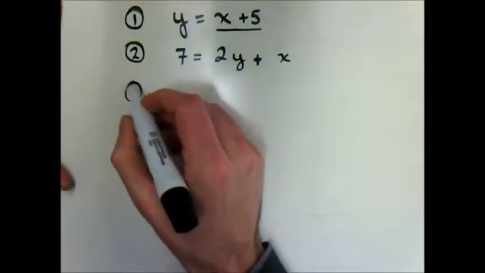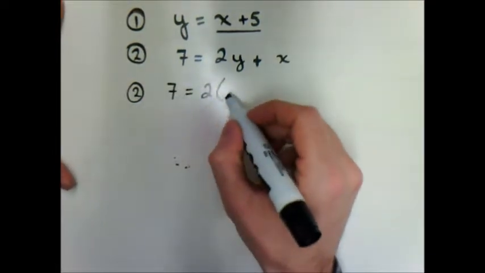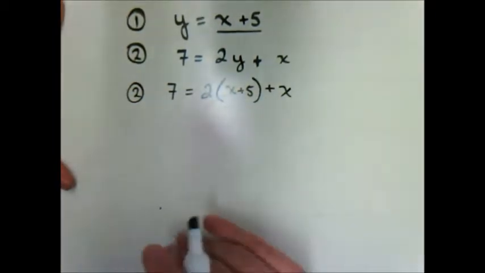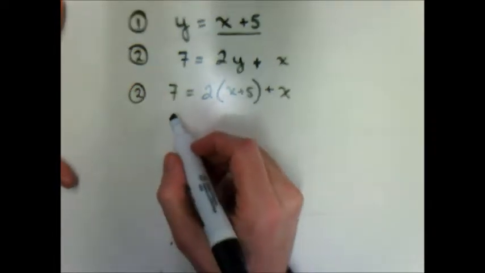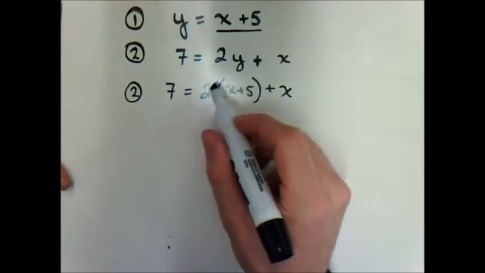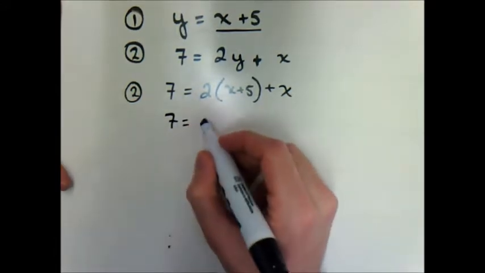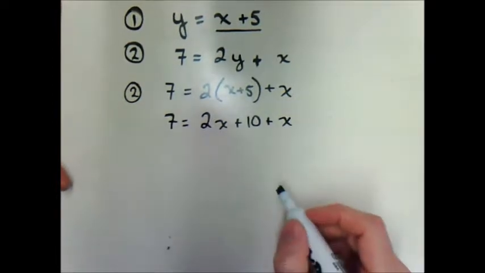which is why we are allowed to substitute them. So we'll do one quickly, using equation 2, but subbing in the information that we have from equation 1. Now we can use our algebra rules. We're going to distribute this 2 to both terms in the bracket. That's going to give us 2x plus 10 plus x.